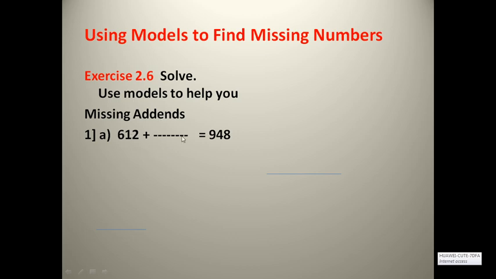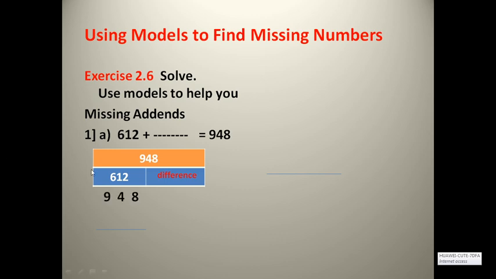612 plus what is equal to 948. So here the missing number is the addend. So to know the addend here, what will we do? We can use the model. Here this is the total, 948, and 612 here, and we want the addend. This is a big number and this is a smaller number. So to find the addend, we will subtract. We will write 948 minus 612. So the difference will be the addend.